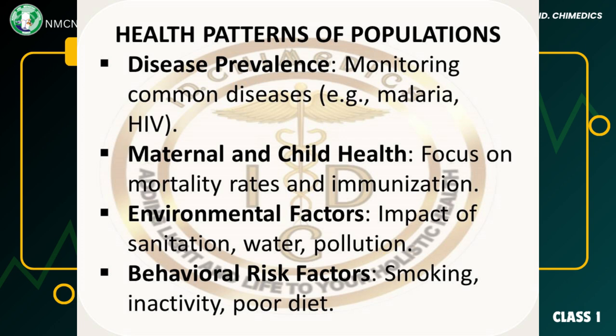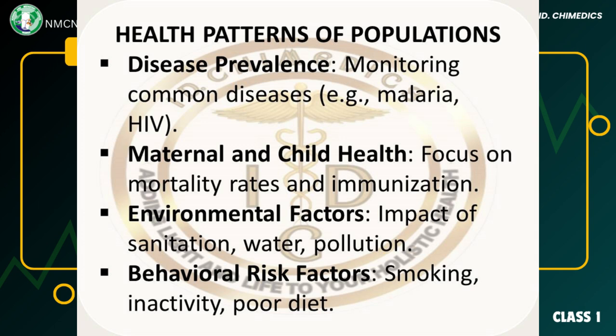Now let's run down. The first health pattern is disease prevalence. Ensuring that they monitor common diseases such as malaria. These are diseases that are reigning. That's why I call it disease prevalence, that they are reigning. HIV and AIDS, tuberculosis and others within a population. You have to monitor for these because you know that they are prevalent. They are always occurring and reoccurring.